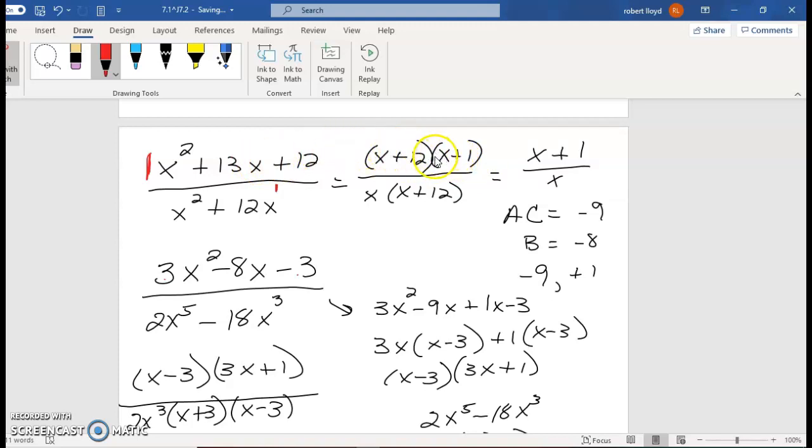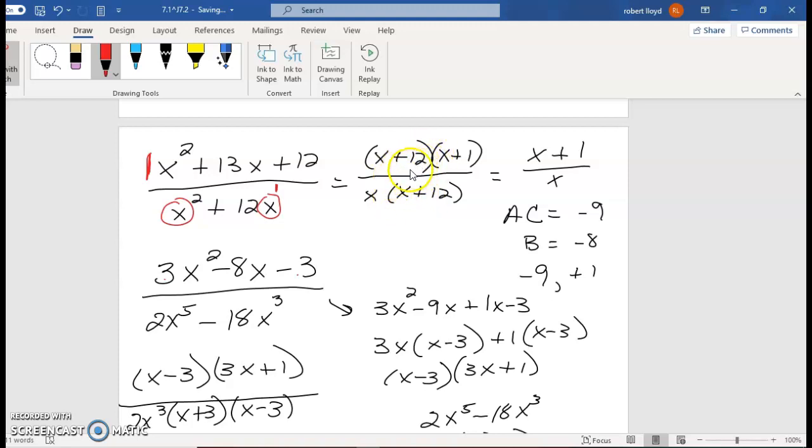So we factored the numerator. Now we factor the denominator. It doesn't have any constant term out here, but it does have a common variable. So we can always take out the lowest power of the variable, which would be x. And then we'd be left with x plus 12.